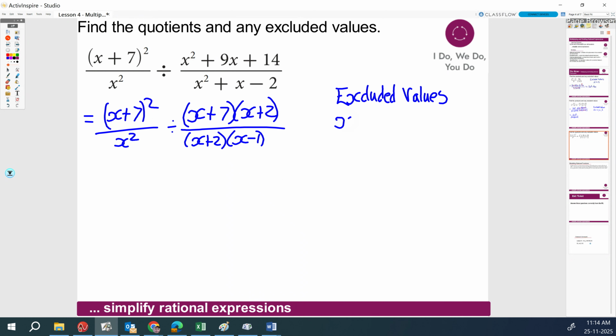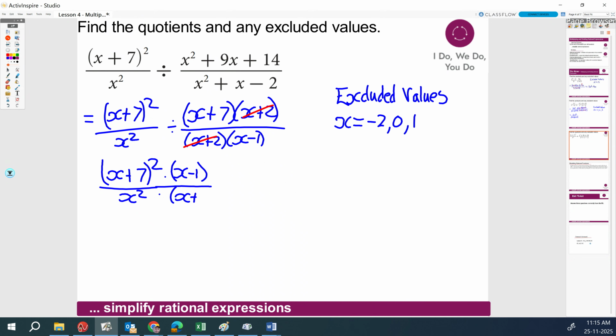Alright, so what excluded values do we have here so far? We have 0, -2, and 1. So now in order to do this, we need to do a keep, change, flip. But if you want, we don't have to include this anymore. We can take these off, they're going to cancel. These two are going to cancel, and we get x plus 7 squared over x squared multiplied by x minus 1. And this one's going to be multiplied by x plus 7.